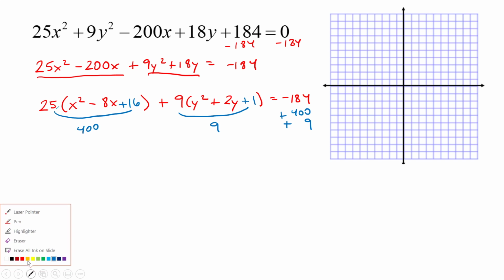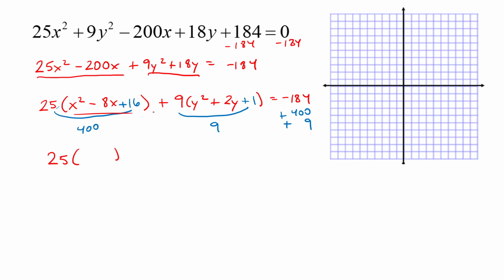All right, now we clean all that up. So leave the 25 in front. Factor this like you did for circles, x minus 4 squared, okay, just like before. Leave the 9 in front. That will be y plus 1 squared. And then when you add all this up, you get 225. You're going to get some big numbers for this. Feel free to use a calculator.